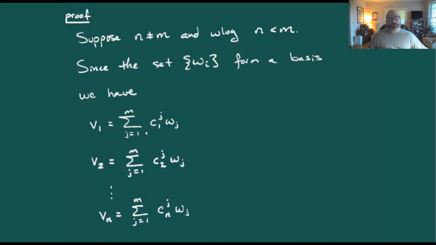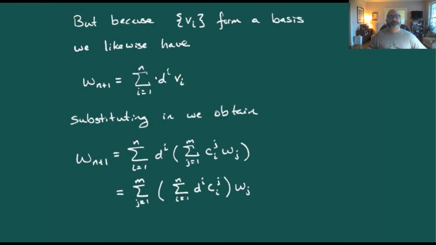Our subscript on those coefficients is the index for our vector, and our superscript tells us which vector in our w set we're summing over. So our v sub n looks like this as a linear combination of the w sub j. So we take the v's and represent them as linear combinations of the w's. But also, because the v sub i form a basis as well, we can take w sub n plus 1. We said that m was going to be bigger than n, so there is a w sub n plus 1 in there.